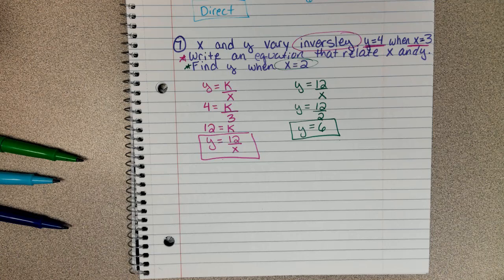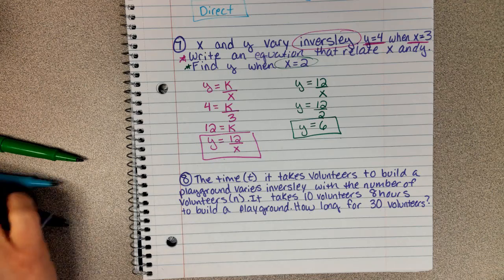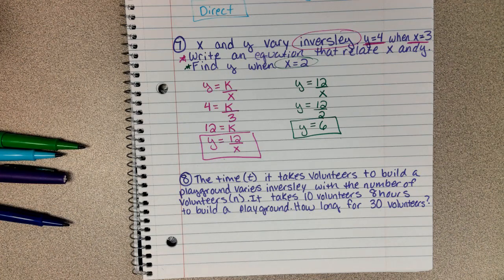You could also have a fancy word problem. So let's look at an applied math word problem. Okay, so let's look at something that looks more like a real world problem. It says the time t it takes volunteers to build a playground varies inversely with the number of volunteers n. It takes 10 volunteers 8 hours to build a playground. How long for 30 volunteers?